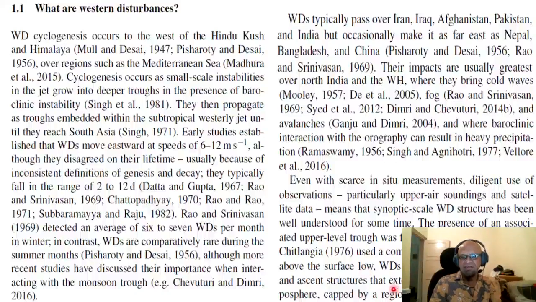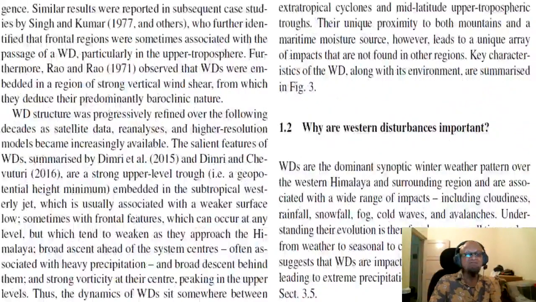vorticity, an ascent structure that extended through much of the troposphere, capped by a region of upper tropospheric divergence. If you have convergence at low levels and rising air, then it has to diverge at the top, obviously. Similar results were reported in subsequent case studies, Singh and Kumar, who further identified that frontal regions were sometimes associated with the passage of a WD, particularly in the upper troposphere.